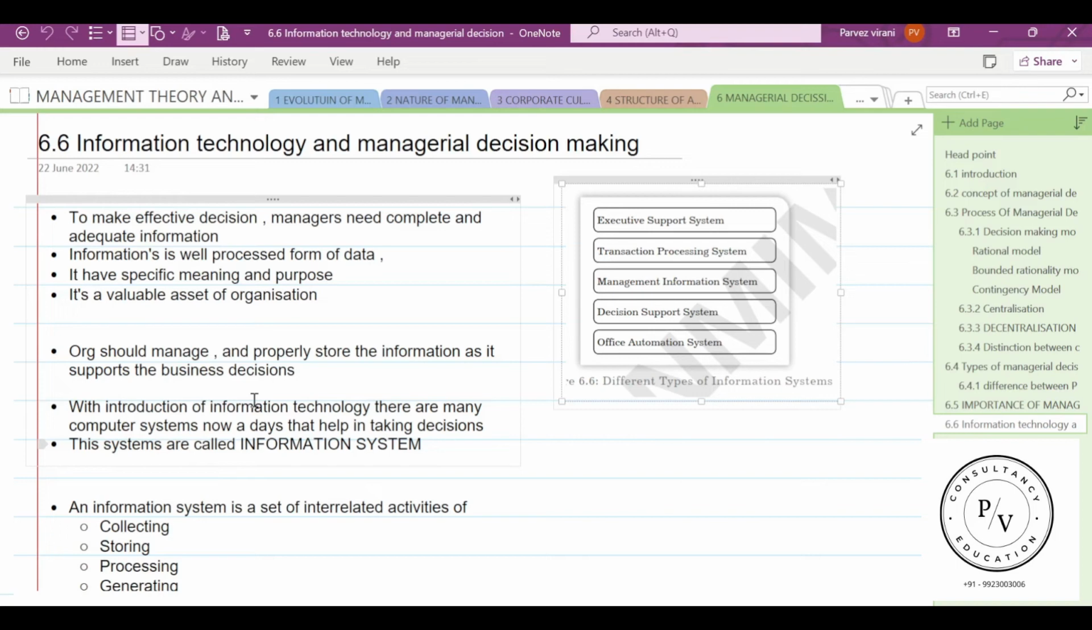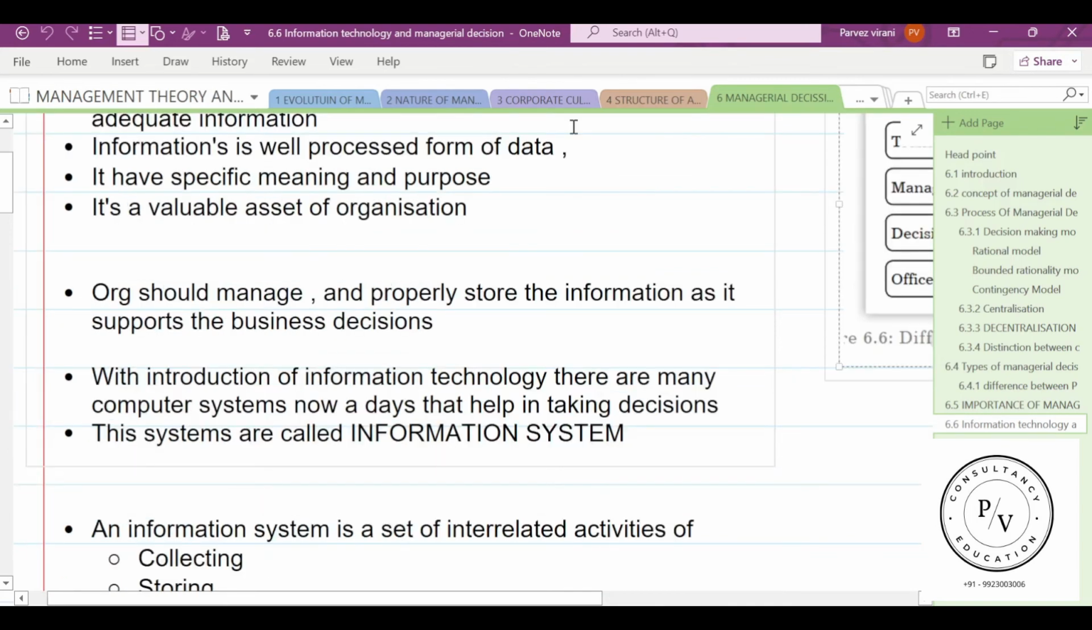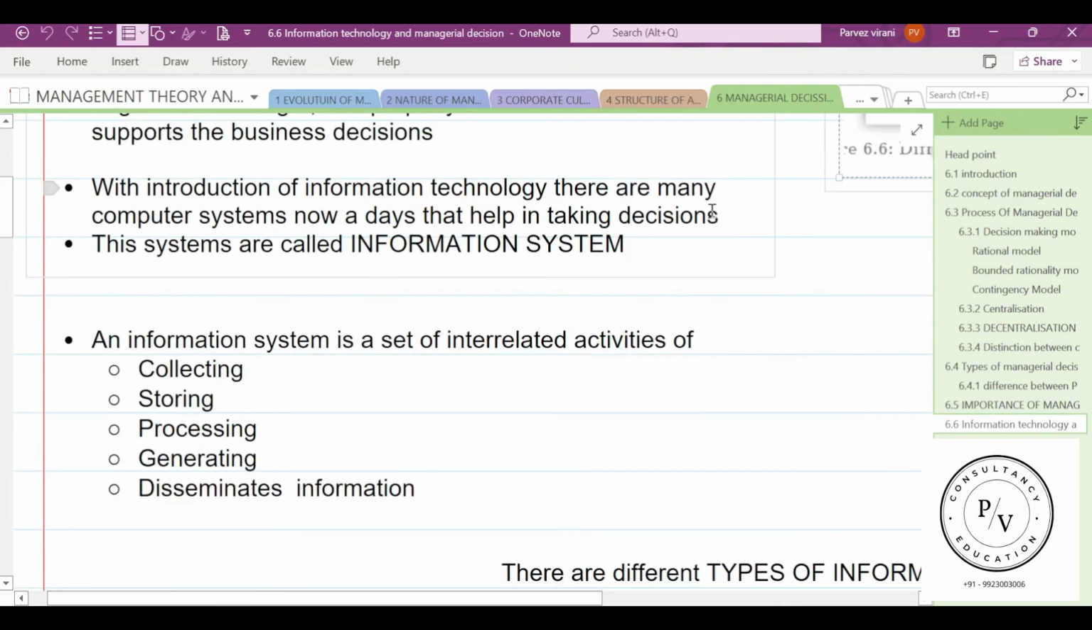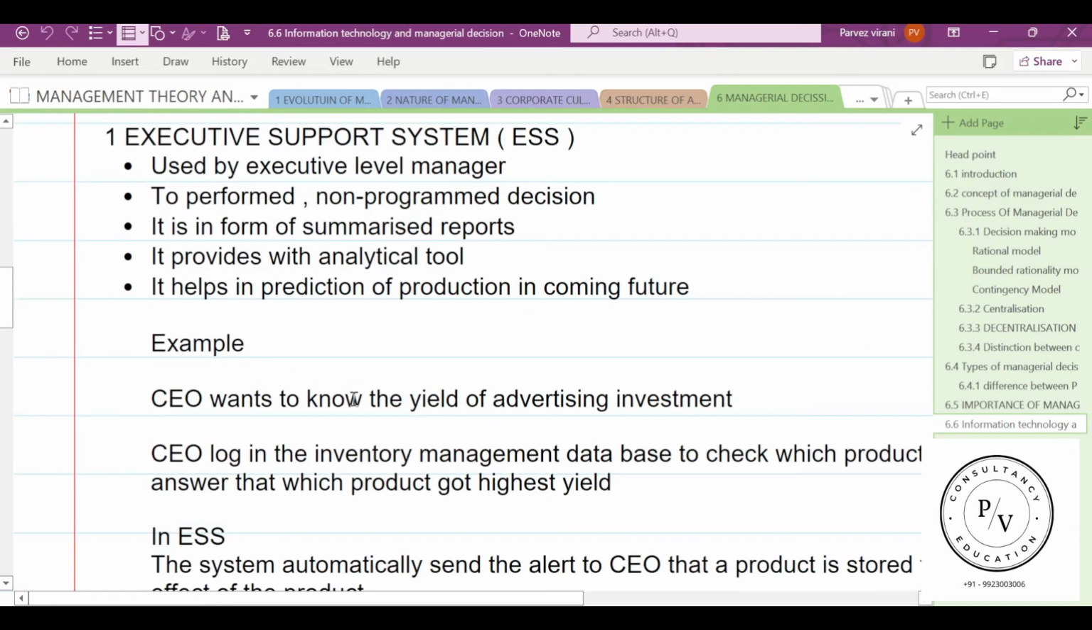To make effective decisions, managers need complete and accurate information. Information is well-processed data with a specific meaning and purpose. It's a valuable asset to an organization. The organization should manage and properly store information, as it supports business decisions. With the introduction of information technology, there are many computer systems nowadays that help in taking decisions. These systems are called information systems. An information system is a set of interrelated activities of collecting, storing, processing, generating, and disseminating information. There are different types of information system: executive support, transaction processing, management information, decision support, and office automation systems. Let's see each of them briefly.